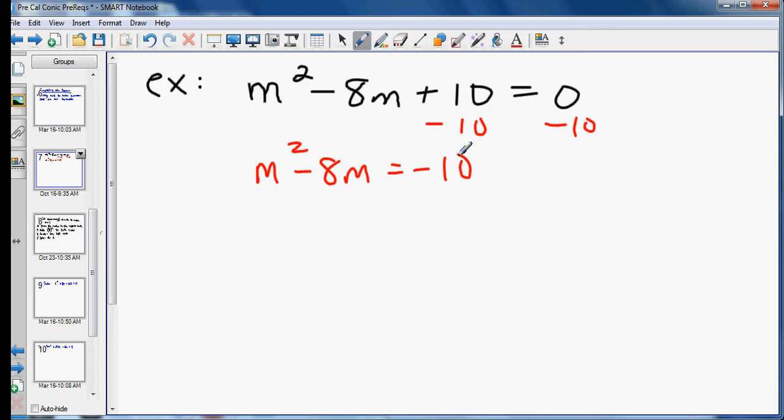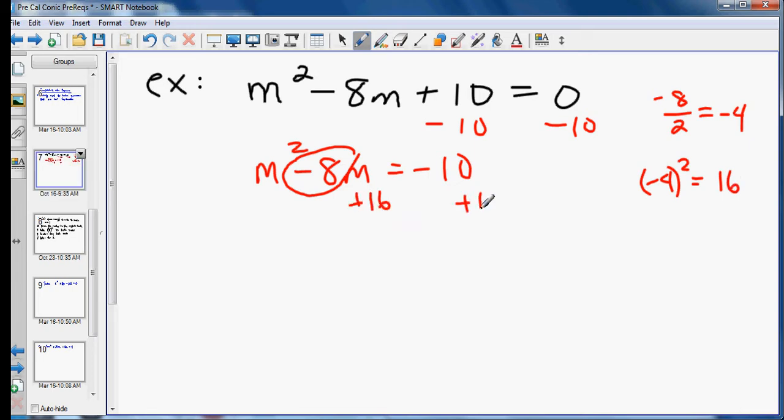Next is the part where we are actually completing the square. To do that, we look at the coefficient in front of the m. It's the coefficient in front of whatever variable is raised to the first power. So it might be x or t or n in another equation, but here it's m. And here's what we do. We take that number, we divide it by 2, and then we square that number. So we get 16. Once we get that number, we add that number to both sides.